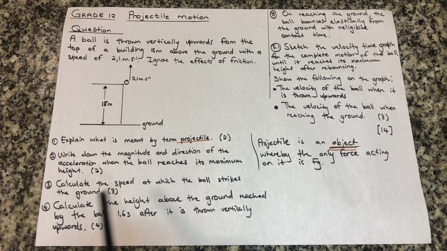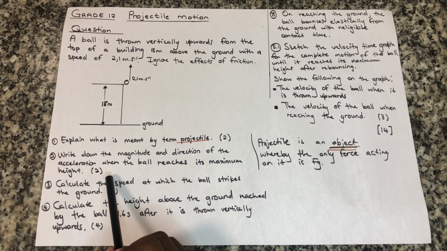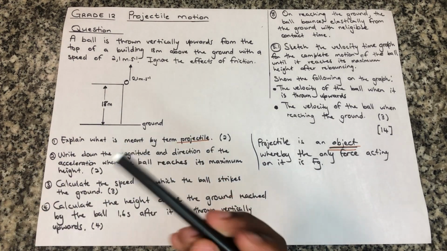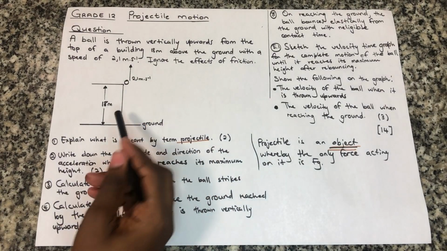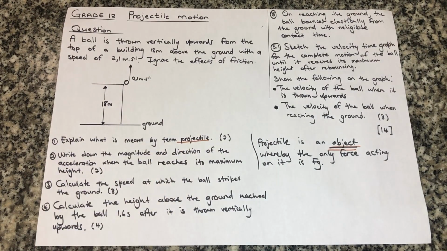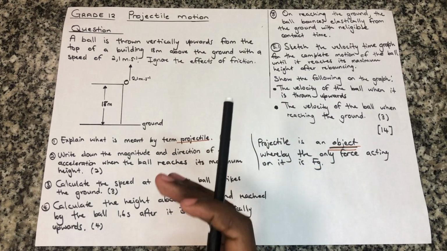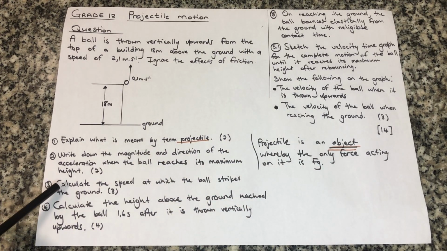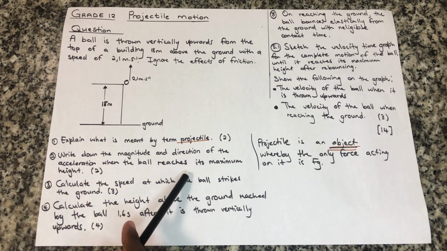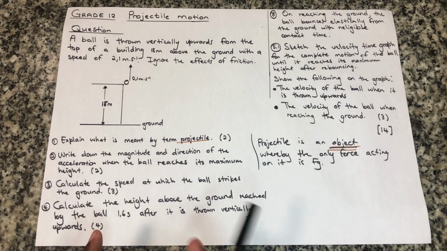Number two says, write down the magnitude and direction of the acceleration when the ball reaches its maximum height. You know that at some point the ball is going to turn back, but before turning back its velocity must be zero, because as it goes upwards it decreases in velocity, until it reaches zero, which is maximum height. So we have to write down the acceleration of the ball while in motion in the air.